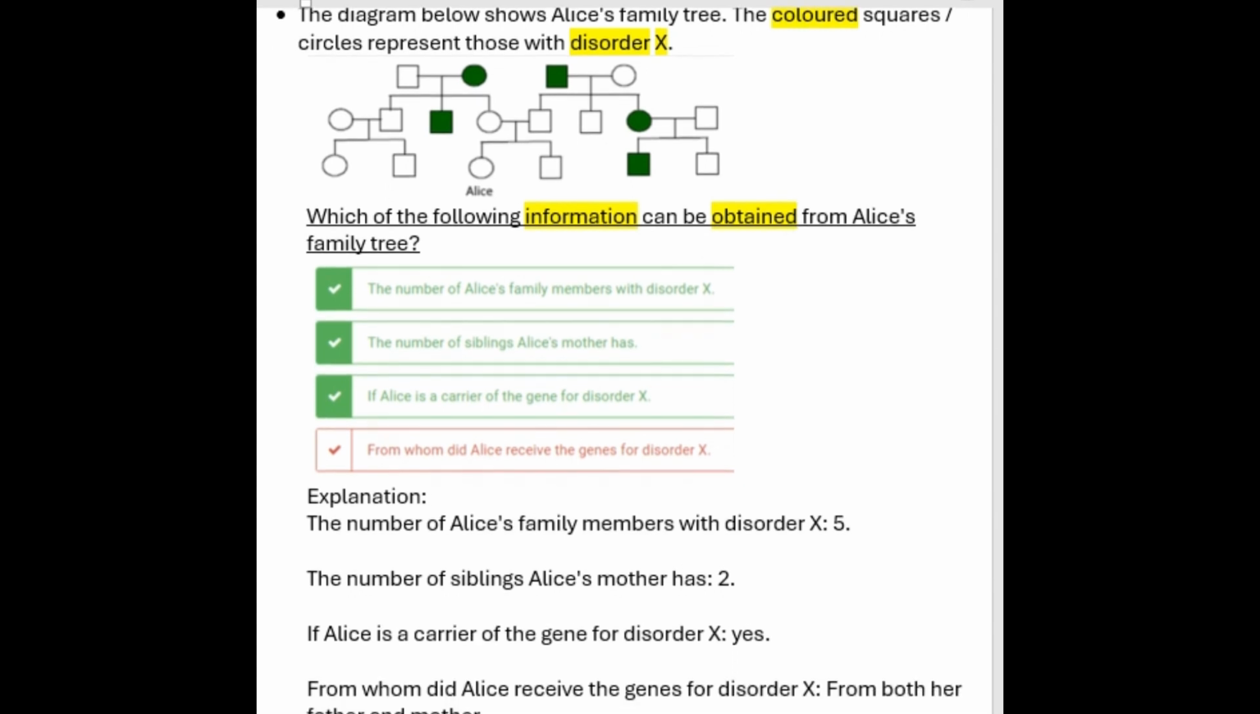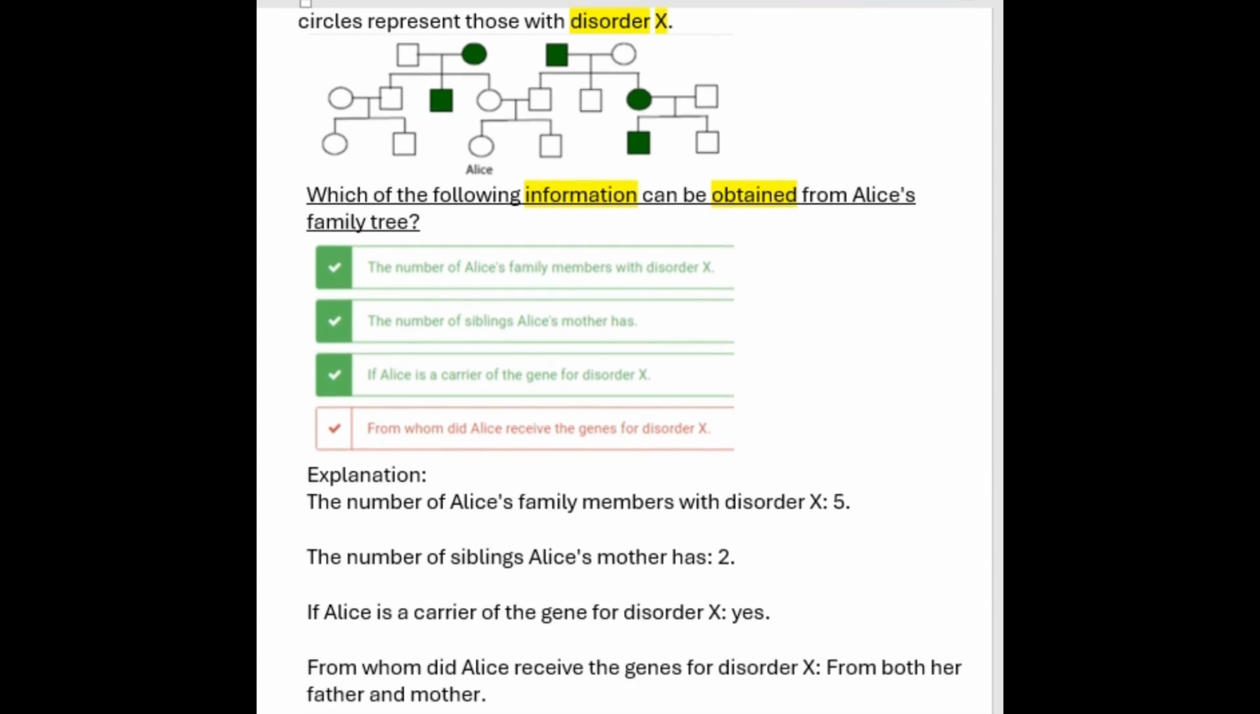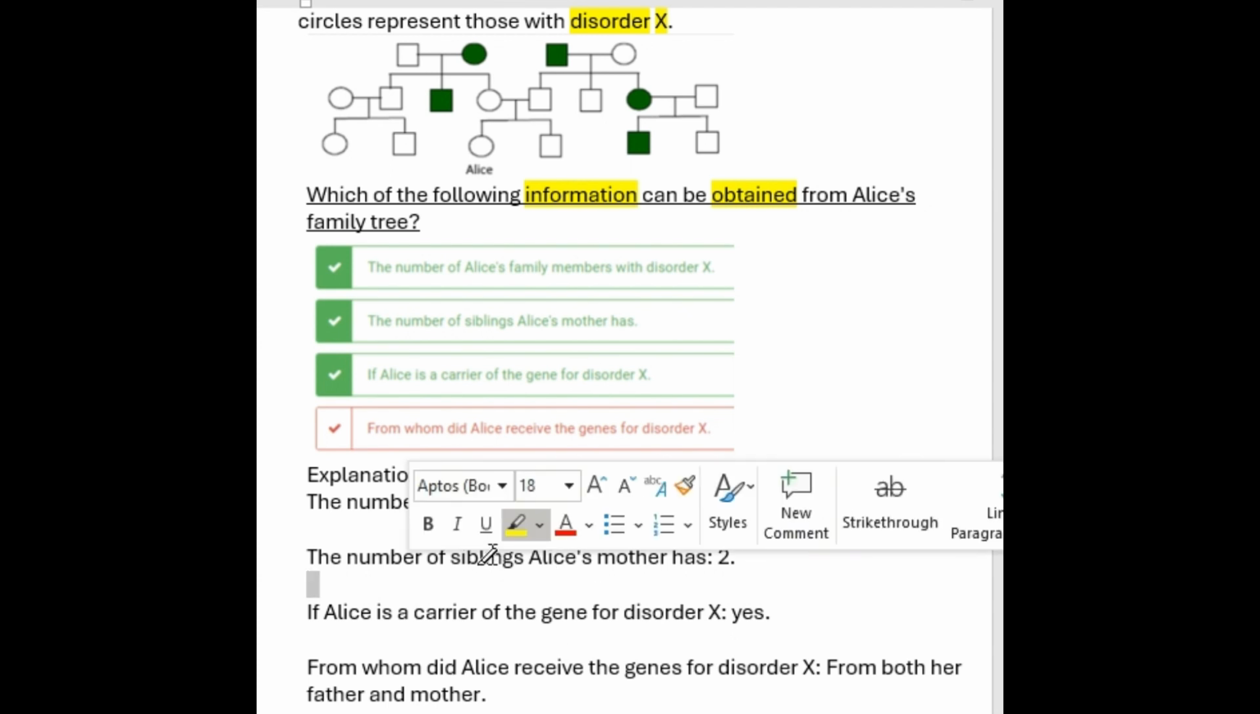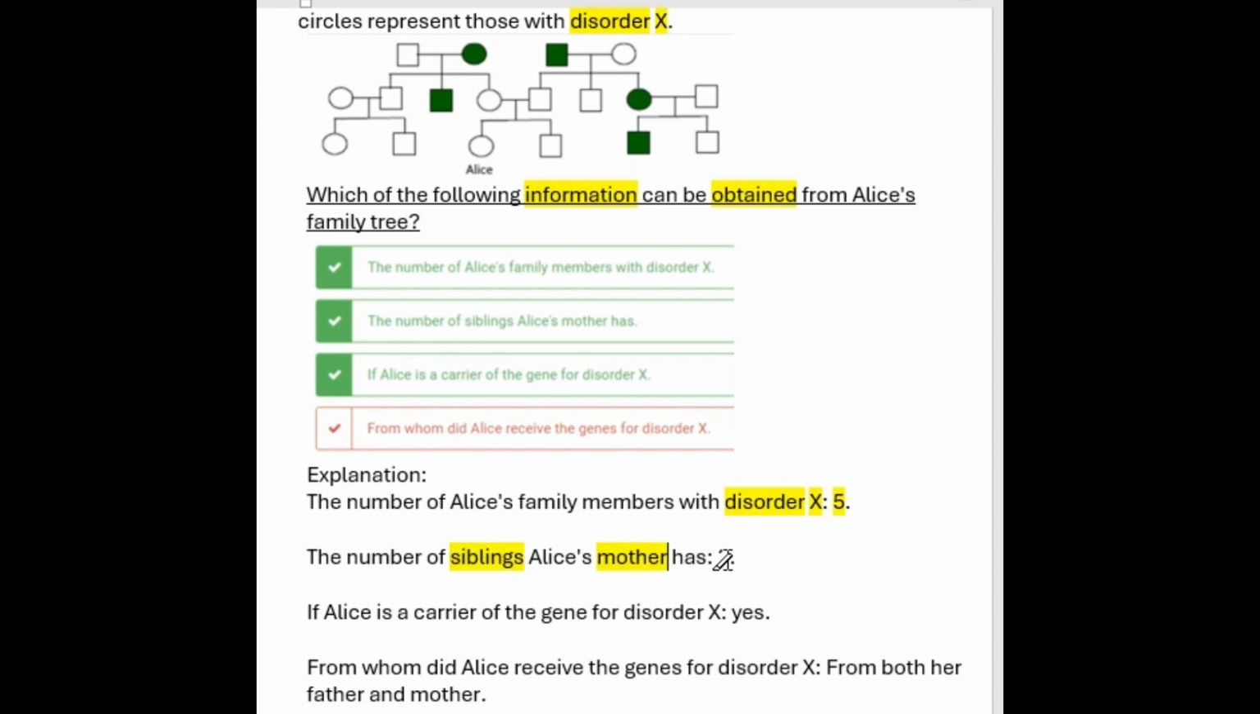Explanation. The number of Alice's family members with disorder X, 5. The number of siblings Alice's mother has, 2. If Alice is a carrier of the gene for disorder X, yes. From whom did Alice receive the genes for disorder X? From both her father and mother.